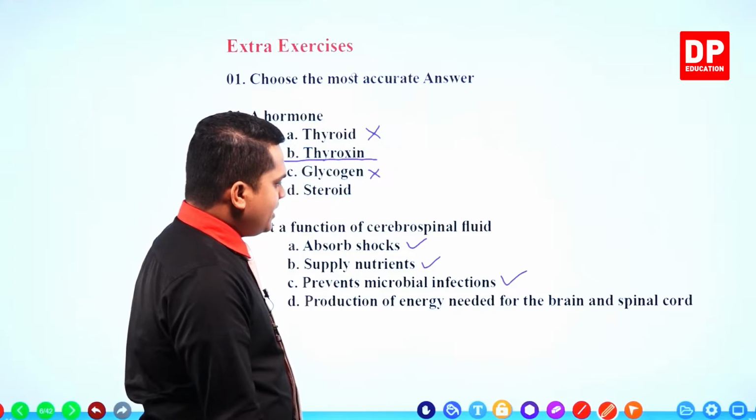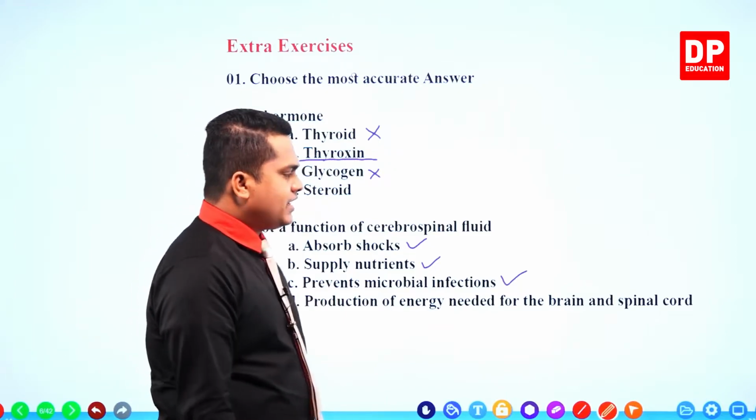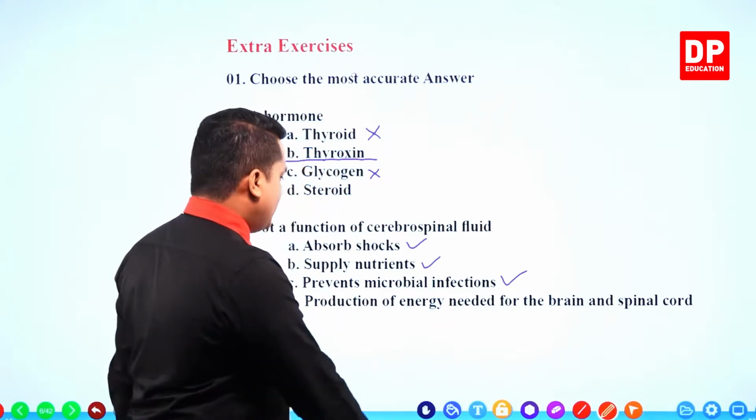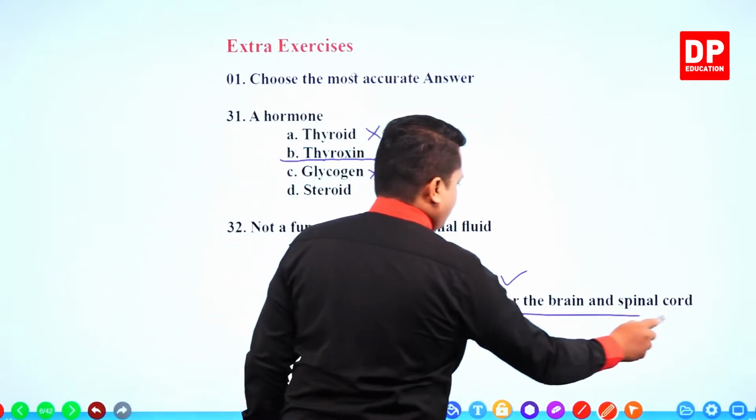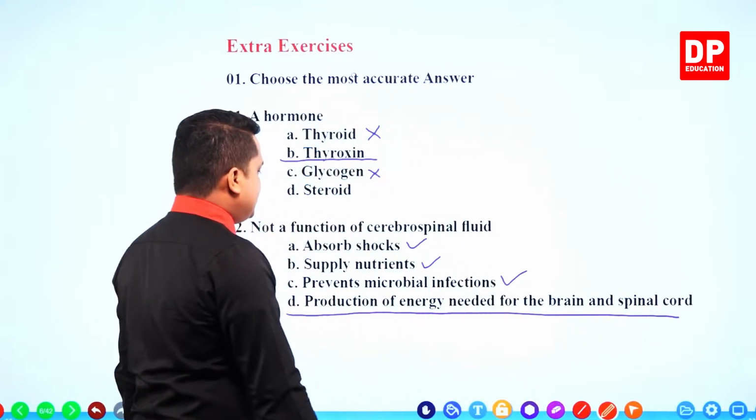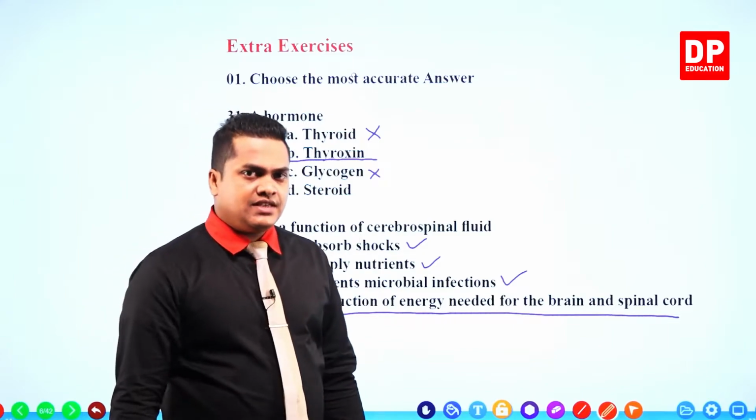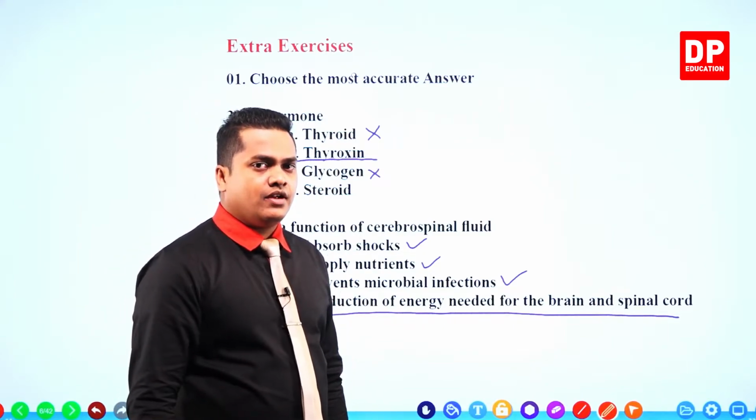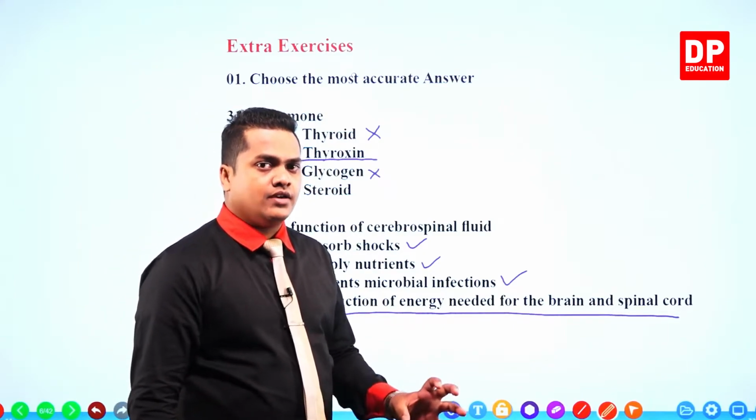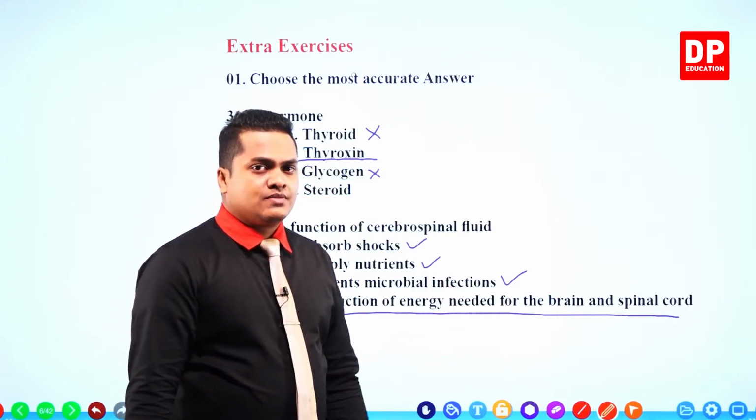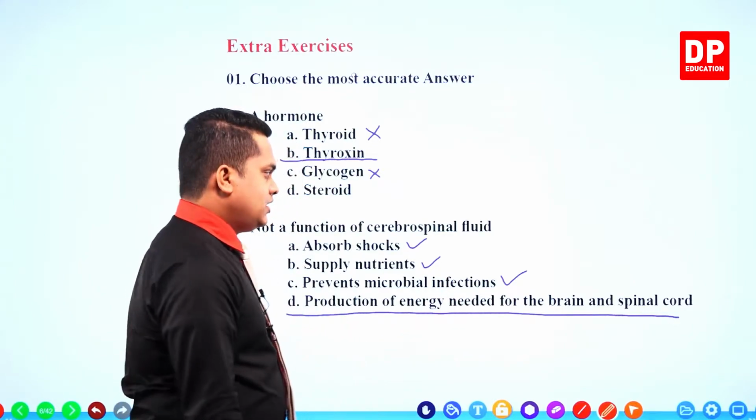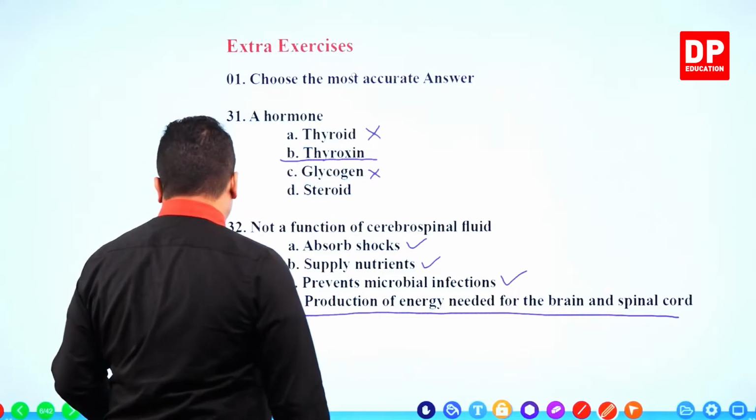Production of energy needed for the brain and the spinal cord. That one is incorrect, my dear children. So this is the incorrect one. This is the function which is not one of the cerebrospinal fluid. Right then, let's move on with the next question.